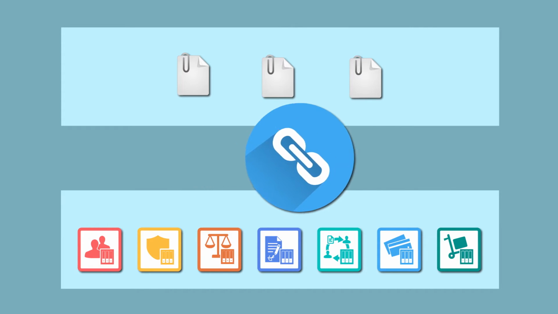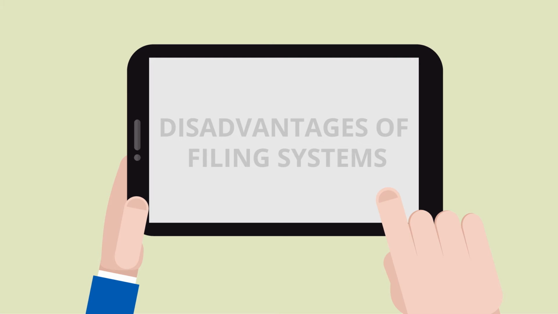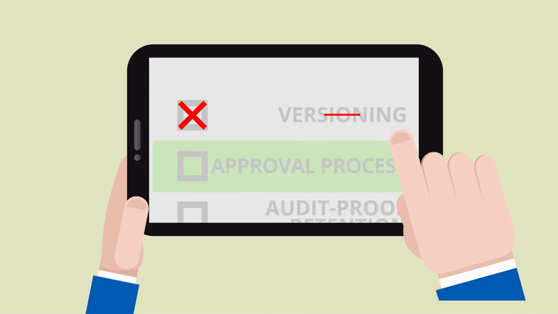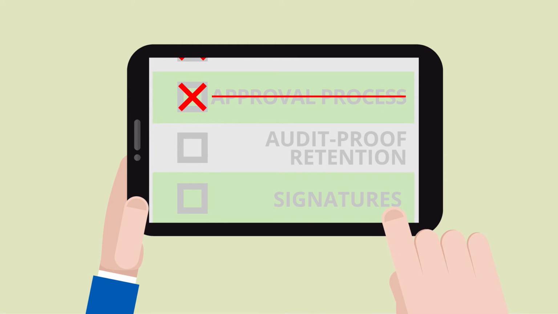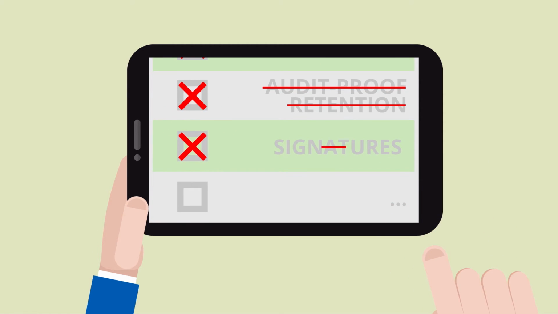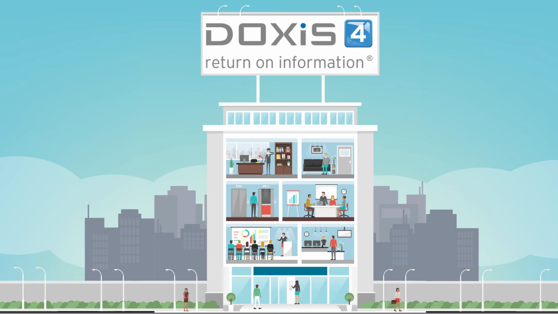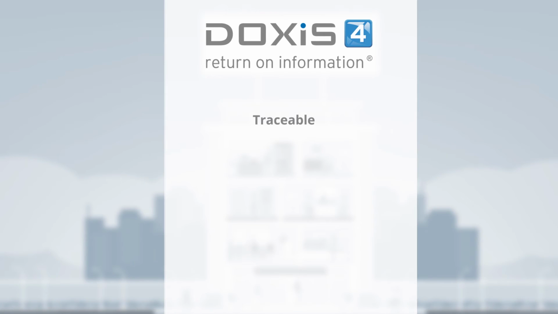What's more, filing systems can't handle some of the most common daily tasks. They don't offer versioning or approval processes. They can't archive documents in an audit-proof way, or even read signatures, just to name a few things. In the DOCSIS 4 digital workspace, your electronic records are audit-proof, regardless of where they are. Uniform structures and transparency help you to work quickly and efficiently.